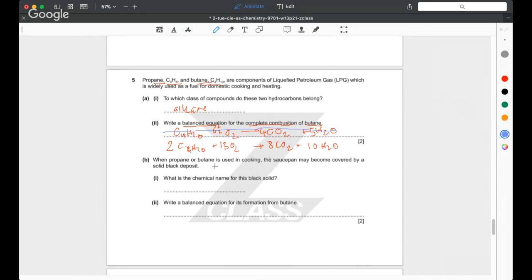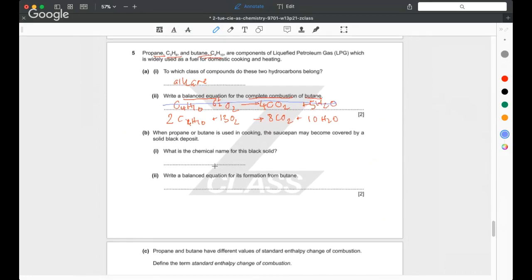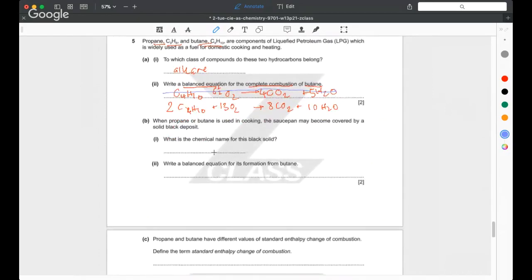Now, that was talking about, wasn't it, the complete combustion of butane? When you're using these alkanes, you may have incomplete combustion, and under conditions of limiting oxygen, then instead of completely oxidizing the carbon in the butane to carbon dioxide, it just becomes black carbon, black soot, and so the solid black deposit that you see there is carbon.